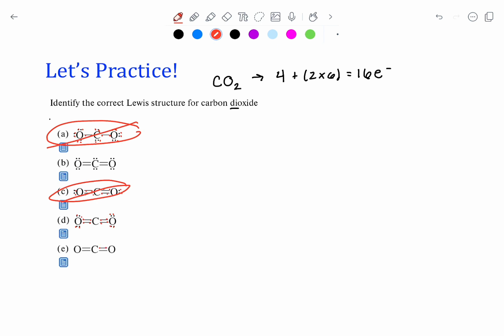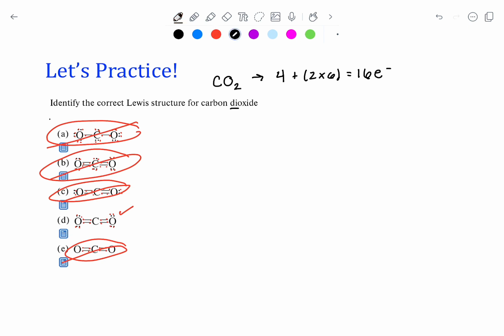This one has 1, 2, 3, 4, 5, 6, 7, 8. Not enough electrons. And this one has 1, 2, 3, 4, 5, 6, 7, 8, 9, 10, 11, 12, 13, 14, 15, 16, 17, 18, 19, 20. Again, too many electrons. So this one had 16 electrons. Great, it's our only one left.